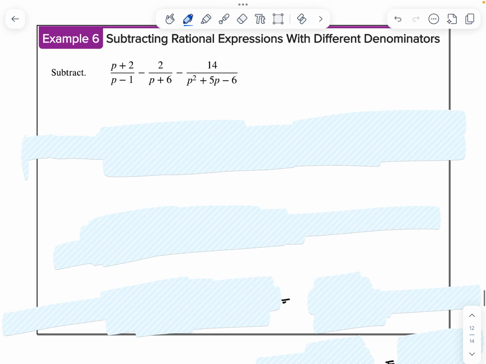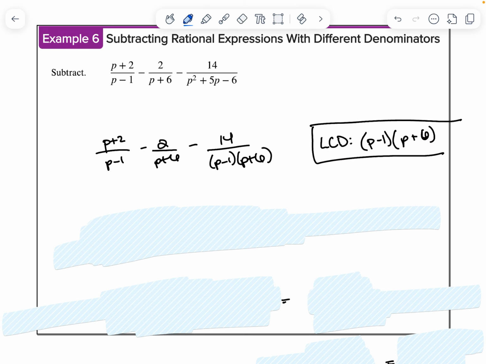Ooh, this is a toughie. All right, take a second. First step that we're going to do is try and factor any denominators we can. The first denominator is prime. The second denominator is prime. The third denominator factors into p minus 1 and p plus 6. And so we'll have an LCD of p minus 1 and p plus 6.